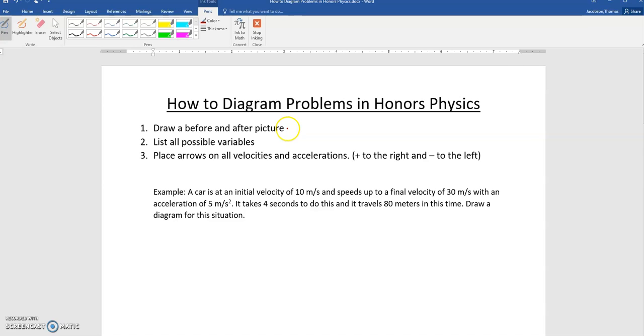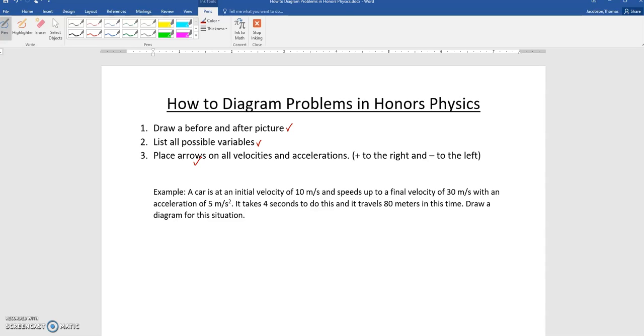So you're going to draw actually two pictures for every diagram, a before and an after, or a beginning and the end. You're going to list all the possible variables that you're given in the graph or the word problem, and we're going to place arrows that are going to represent directions on all velocities and the accelerations in the problem. So let's go ahead and take a look at our first example.